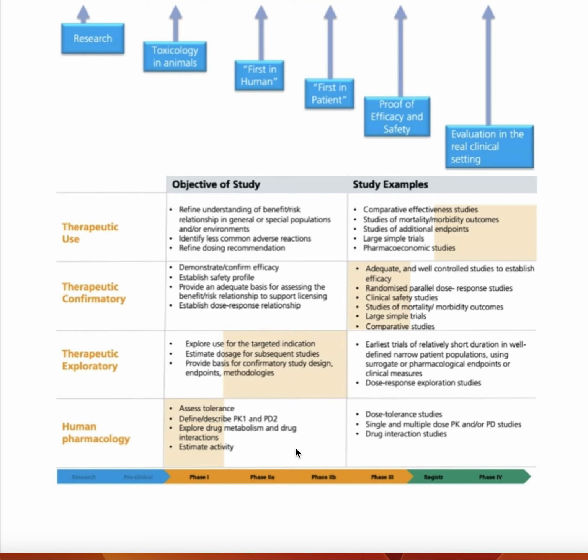Actually, we want to know the tolerance, the dose of the drug, the pharmacokinetics, pharmacodynamics, and interactions of the drug. Then we go to the other phase, which is phase 2, done as therapeutic exploratory. In this phase we work with real patients, and the number may be 100 to 500 patients.